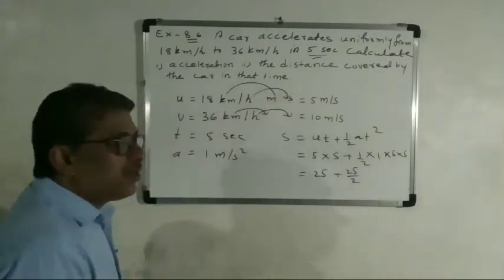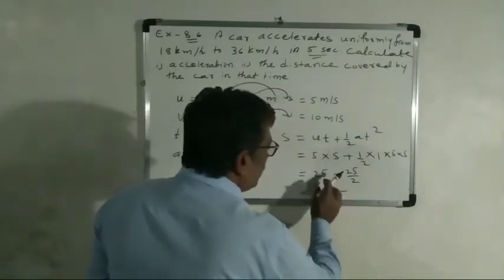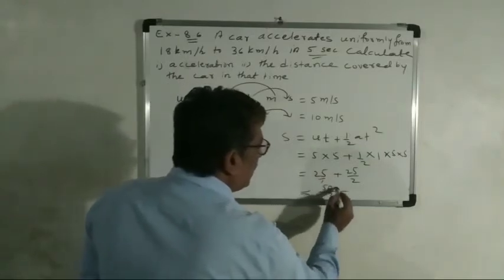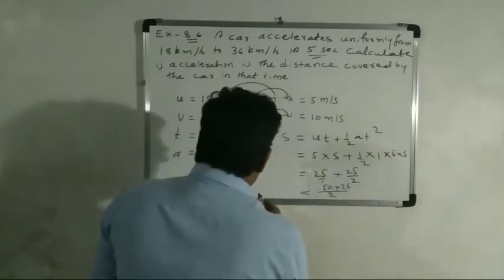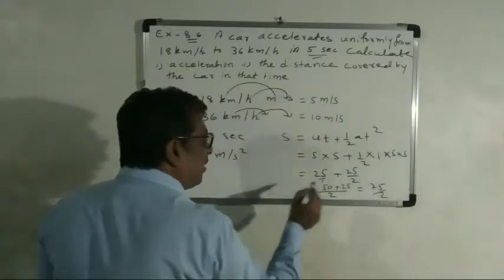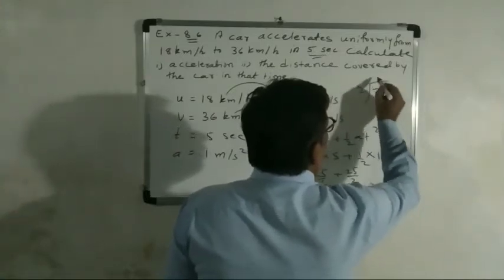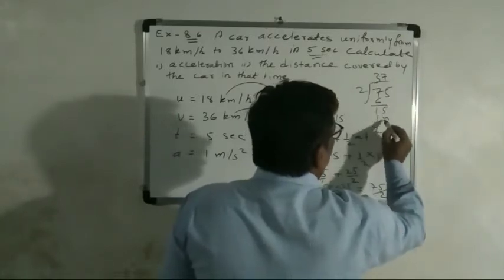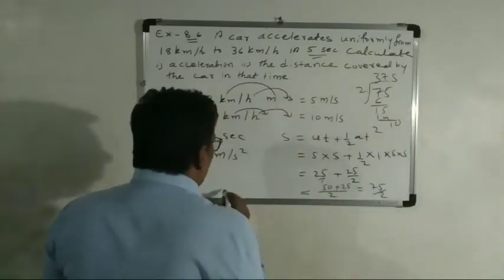Now go with the LCM. LCM is 2. So 1 here you can take as 1 to the 2. So this is 50 plus 25. You got 75 by 2. So 75 by 2 means how much? 75 divided by 2. 2 3s are 6, 1, and 5, 2 7s are 14. Put the decimal point. 37.5.